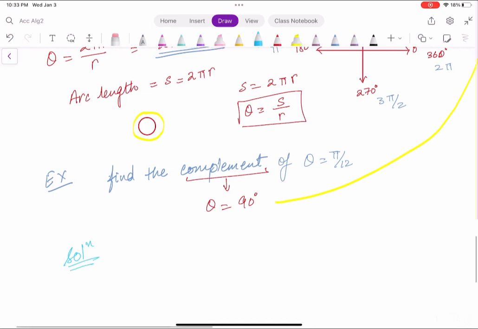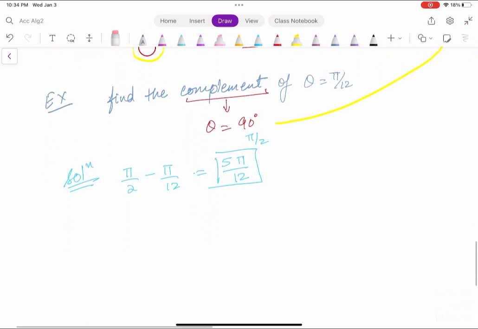If I subtract pi over 12 from pi over 2, that means 90 minus pi over 12. We cannot subtract degrees from radians. I need to find the equivalent of 90 degrees in terms of radians, and that is pi over 2. So pi over 2 minus pi over 12 will give you 5 pi over 12. So be very, very careful with regard to solving the fractions.